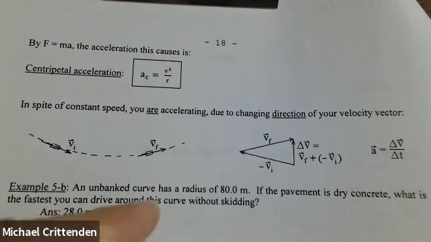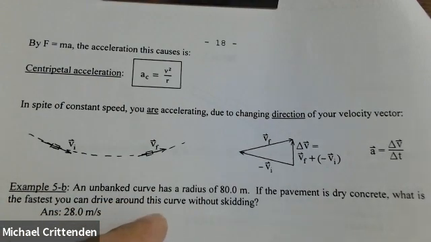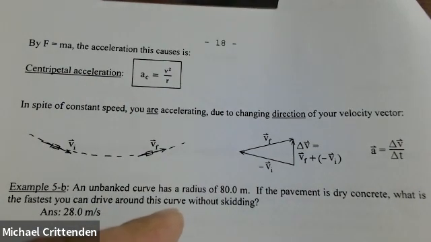So I'm going to do an example now. Fastest you can drive around a curve without skidding, given the materials and the radius of the curve and stuff like that. So we'll just kind of turn this around.